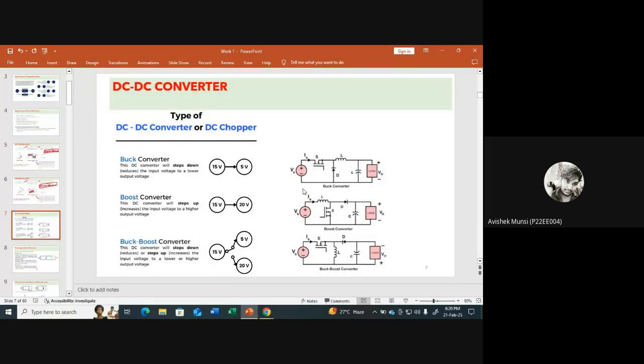Then we're moving into the types of DC-DC converter. Basically, DC-DC converters are of three types. One is the buck converter, which is a step down converter, in which whenever you give an input voltage, the output voltage will be less than that of it.